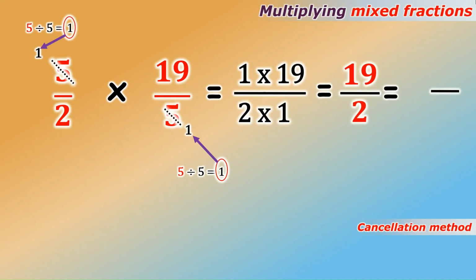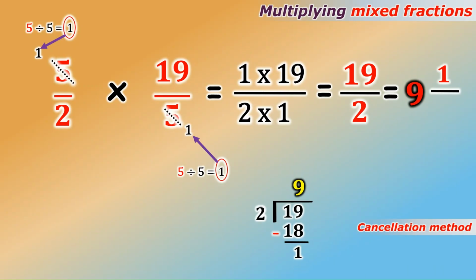After multiplying and getting each product, we can change the improper fraction again to a mixed number, since the numerator 19 is greater than the denominator 2. Let's divide. 19 divided by 2 equals 9. 9 times 2 equals 18. Subtract. 19 minus 18 is equal to 1. Therefore, we have the whole number 9 and the fraction 1/2. The answer is 9 1/2.